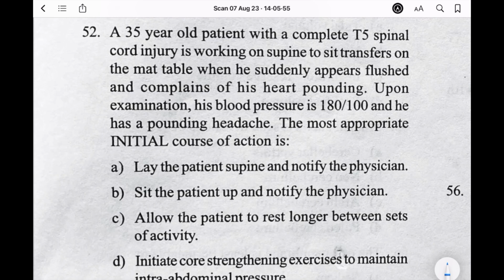The most appropriate initial course of action is, so options are A, lay the patient supine and notify the physician, B, sit the patient up and notify the physician, C, allow the patient to rest longer between sets of activity, or D, initiate core strengthening exercises to maintain intra-abdominal pressure. So correct answer is A, lay the patient supine and notify the physician.